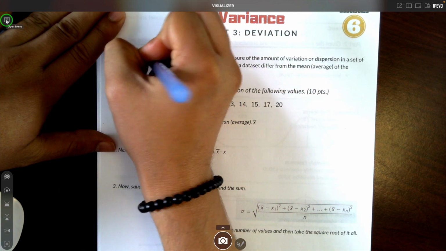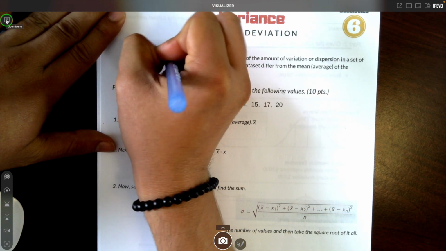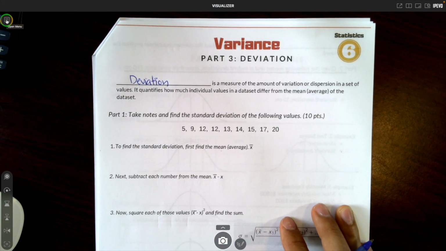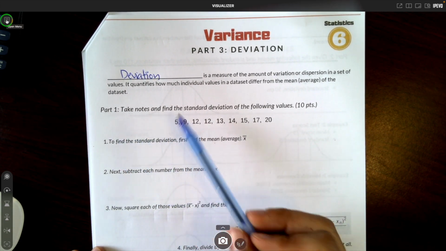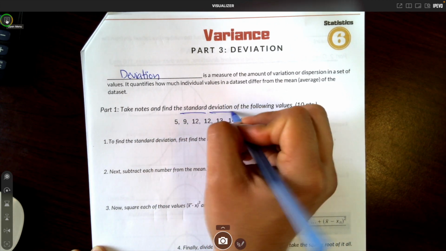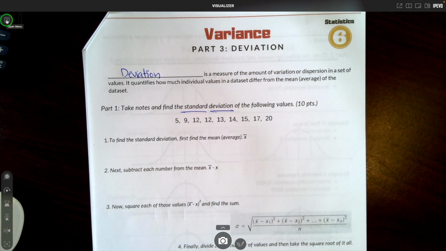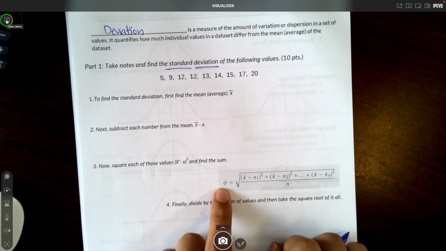Deviation is the word for this part 3 in this chapter 6. Deviation, and more specifically standard deviation, it's a fancy formula. I'm gonna make it super quick, okay? It's a fancy formula. Now this formula is complicated. If you wanna see what it looks like, here's the formula, all right? This stands for standard deviation.